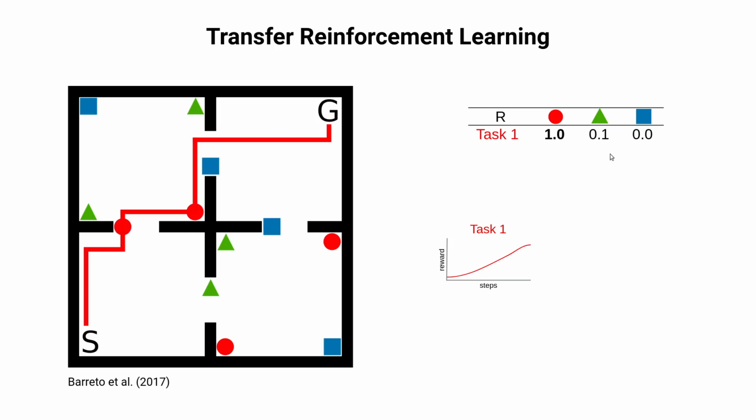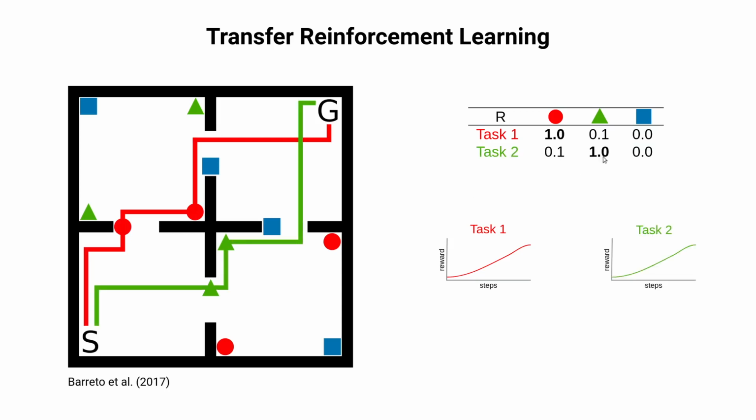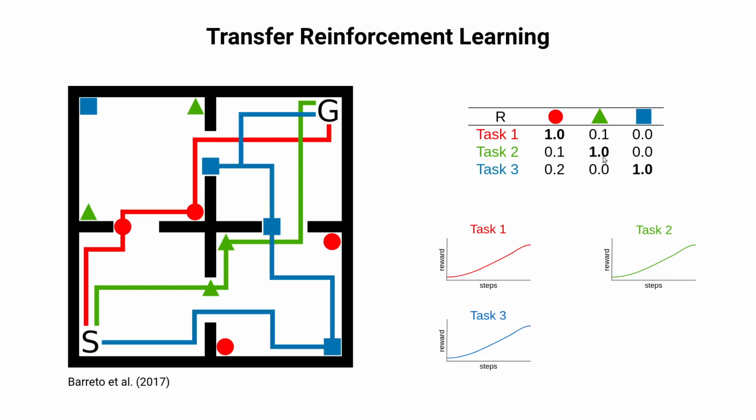Then we change to task 2, where triangles are preferred and the agent learns the green policy. In task 3, rectangles are preferred. So now for our new task 4, the goal is actually to collect triangles and rectangles. And we would like to reuse the policies of our previous learned tasks that are similar, here task 2 and 3. So in this case, the agent might directly start reusing the green policy, which collects the 2 green triangles, and then switching to the blue policy, which collects these rectangles.